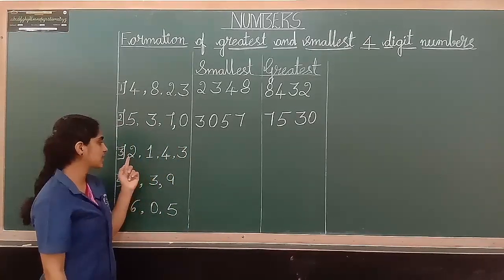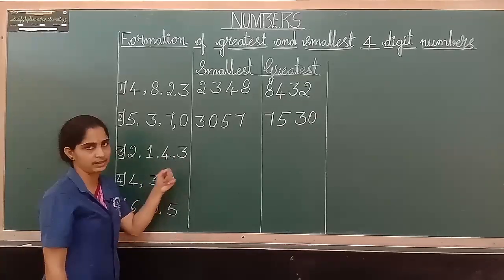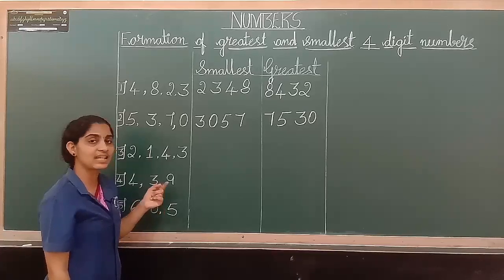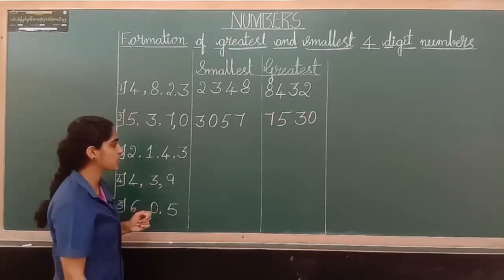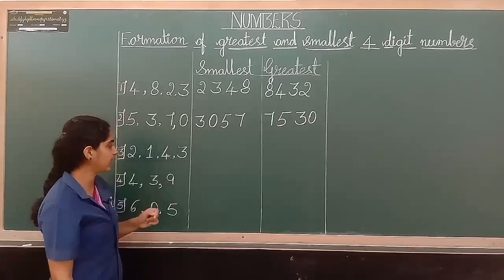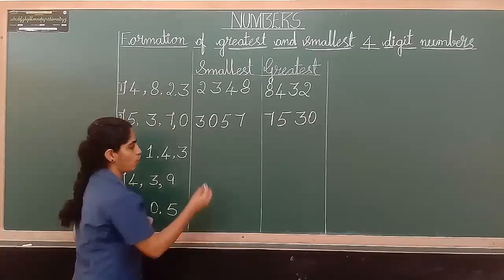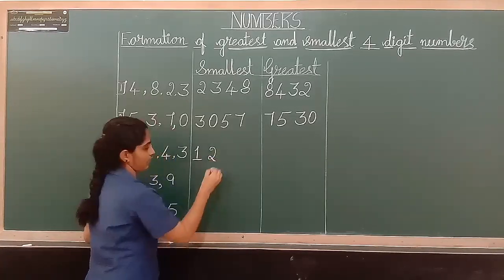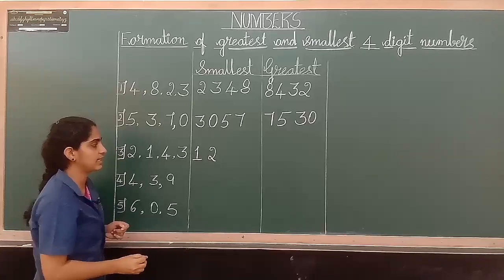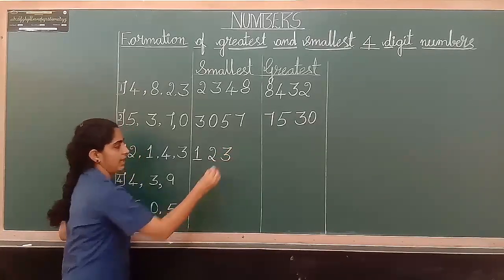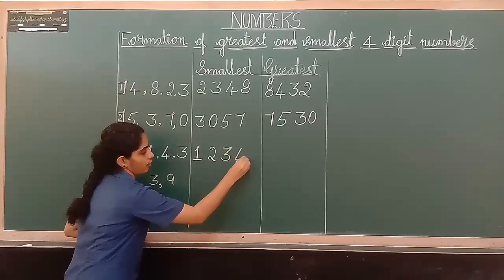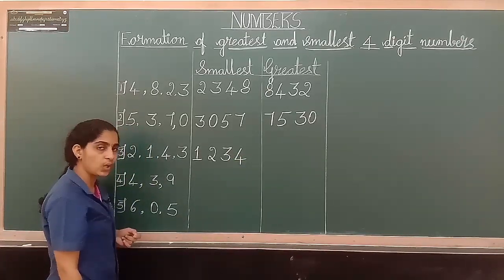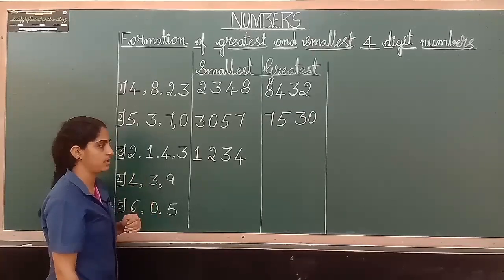Here we have the digits 2, 1, 4, 3. Now you know the method. I need not explain, right? So let us write the answer directly. We have to arrange the digits from smaller to greater. Which is the smaller digit? 1. Next is 2. Next smaller digit is 3. And the last one is 4. So 1234 is the smallest 4-digit number.